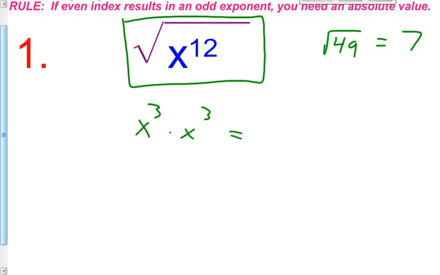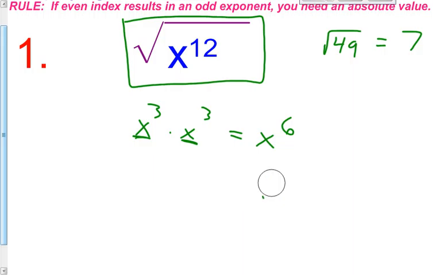Well, with common bases, we add our exponents and we get x to the 6th. So if we say x to the 4th times x to the 4th, what does that give us? Well, 4 plus 4 equals x to the 8th. I'm sure that you're understanding now where I'm going with this.